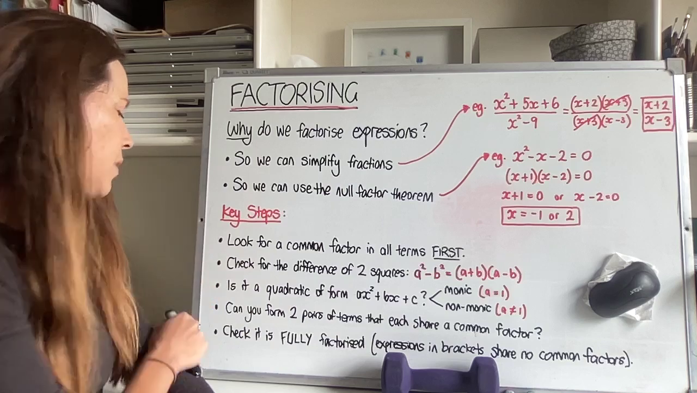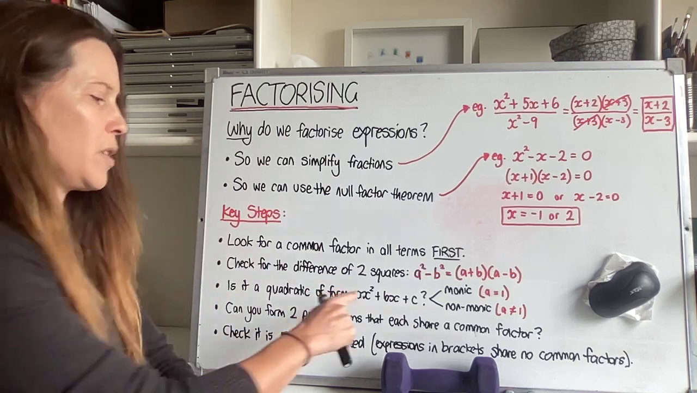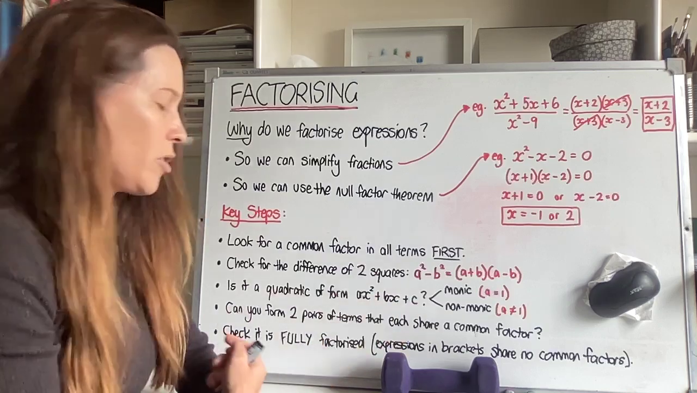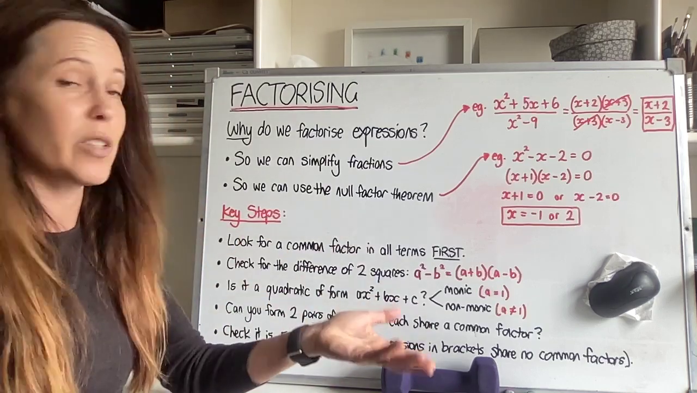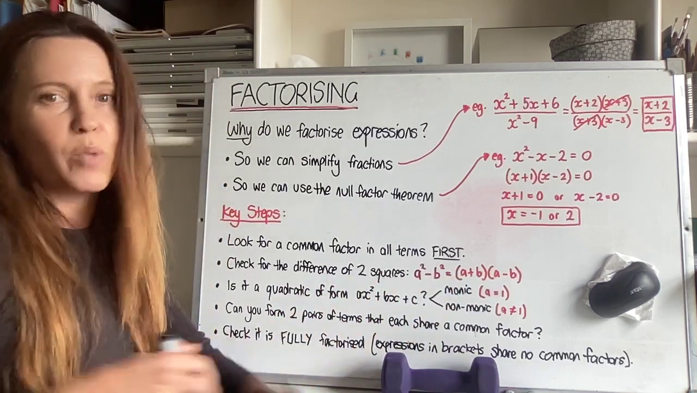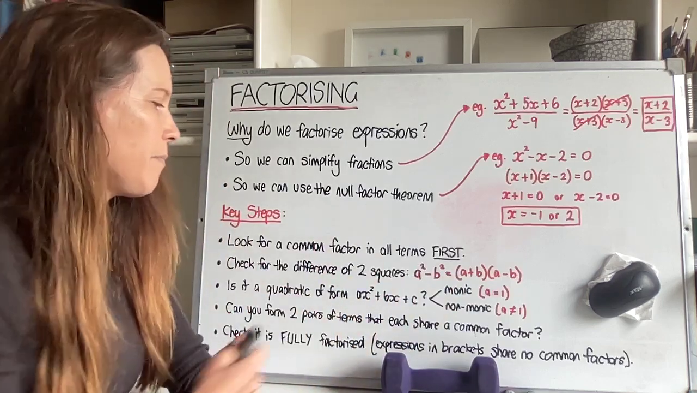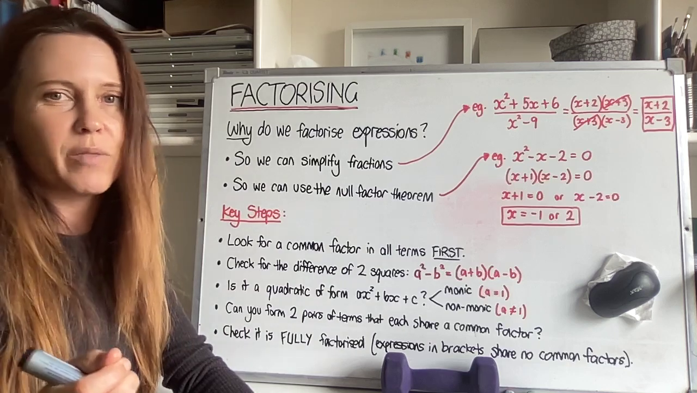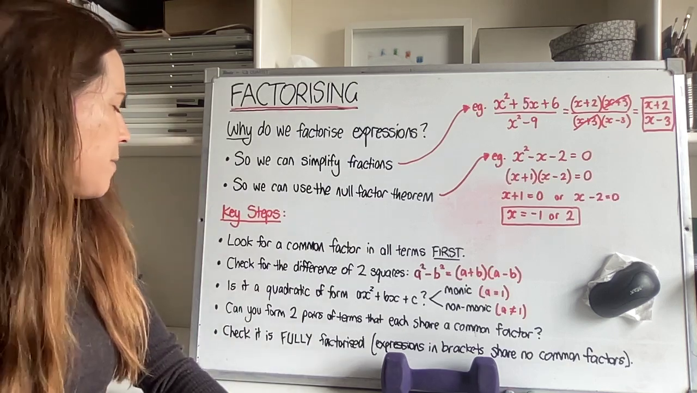So check for that. Is it a quadratic of this form, ax squared plus bx plus c, where a, b, and c are just numbers? So in other words, is it something squared? Now, if it's a monic one, a will be 1. It might just be x squared something something, or if a isn't 1, it's a non-monic. And we've learnt two slightly different methods for factorising those. We'll review those in a minute.